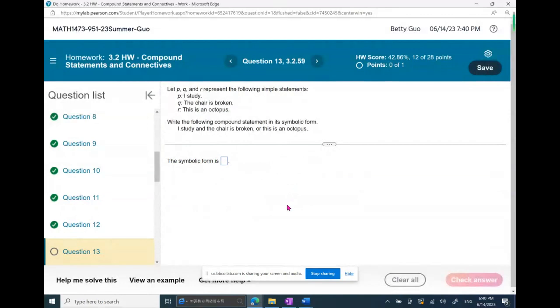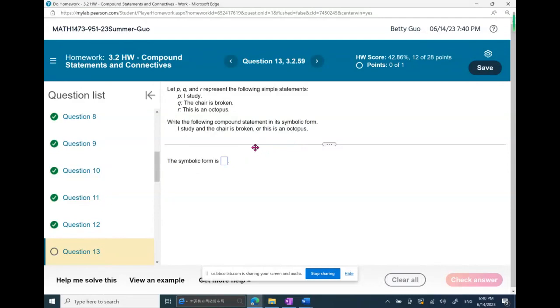Number 13. P is I study. Q is the chair is broken. R is this is an octopus. Read the following compound statement in its symbolic form. Let's read the statement very well, because the statement is possibly going to involve at least 2 or 3 statements. I study, and the chair is broken, or this is an octopus.